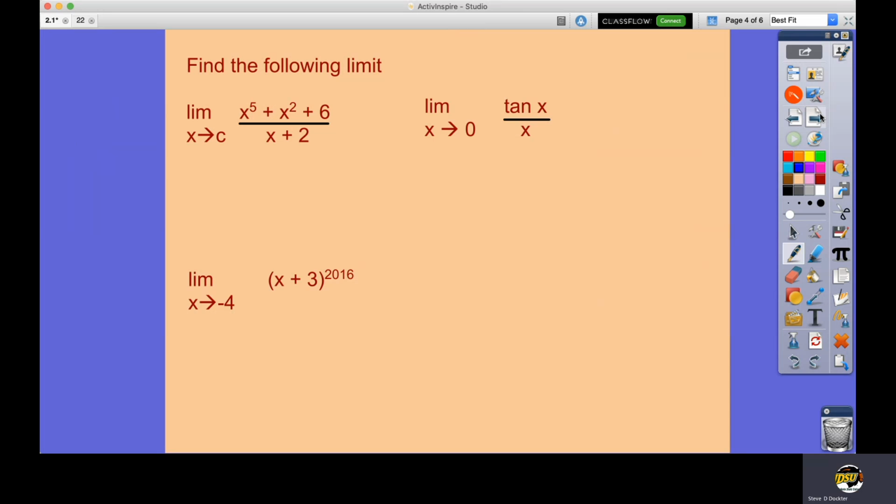Matt, what do you think you do there? That's all you do. Yeah. There's your answer for number one, right? You just plug in a C wherever you see an X. I mean, technically, we should check and see if we can simplify. I don't think you can here. So we're going to skip that. All right. Go down and do the bottom one here.